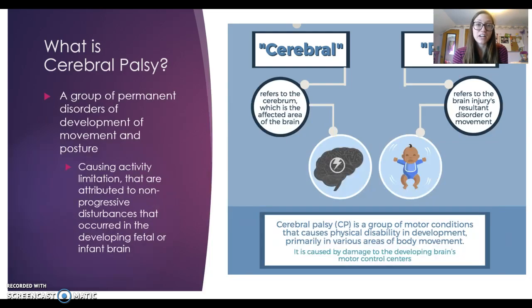Cerebral palsy is defined as a group of permanent disorders of development of movement and posture, which is caused by damage to the fetal or infant brain, and this can cause activity limitations. However, it is a non-progressive disorder, meaning that additional damage to the brain will not occur.